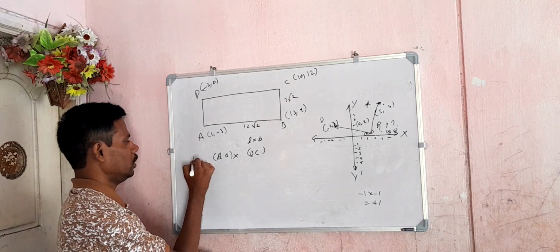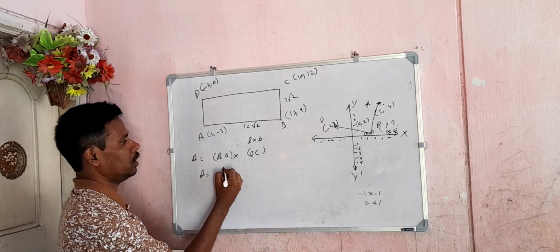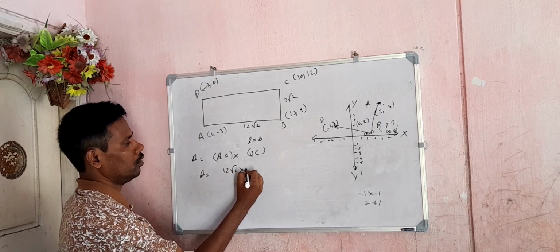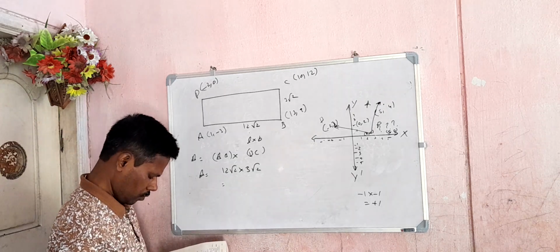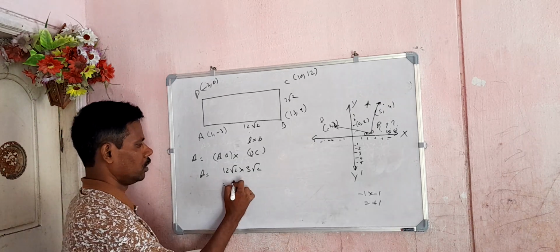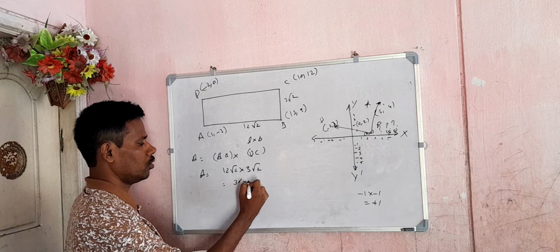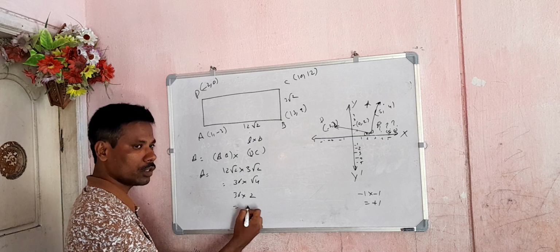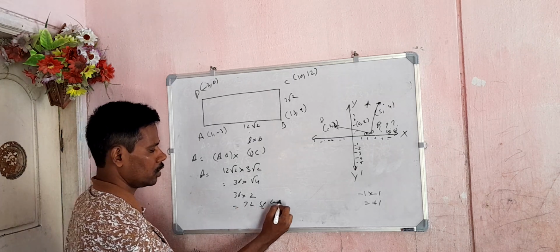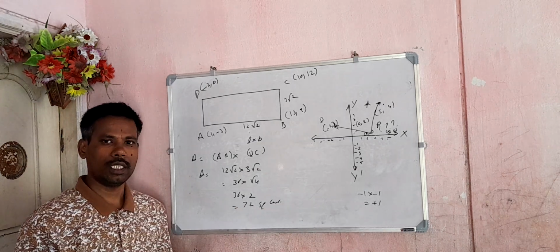So area is equal to length, 12 root 2, into 3 root 2. So 12 times 3 is 36, into root 2 into root 2 is root 4. Root 4 is again 2. That is 72 square units. So like that you should do.